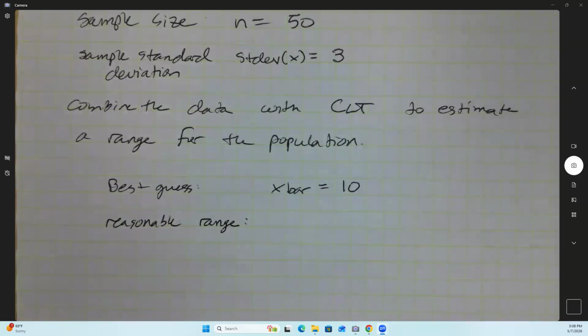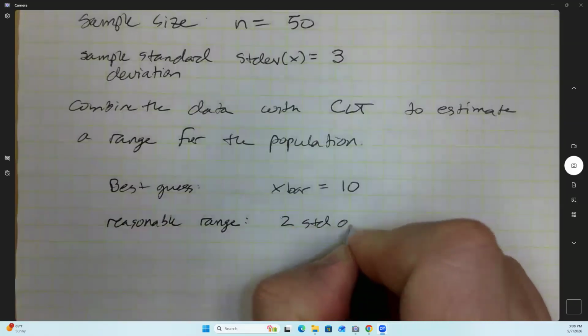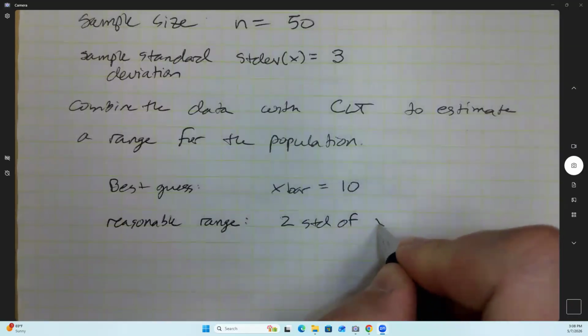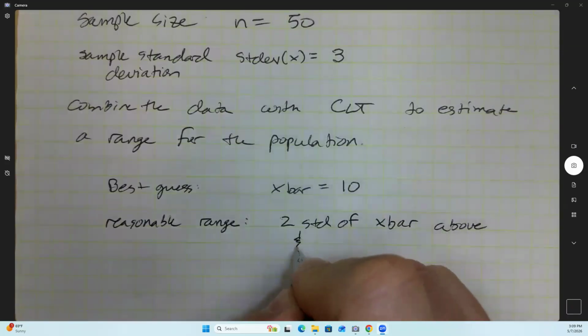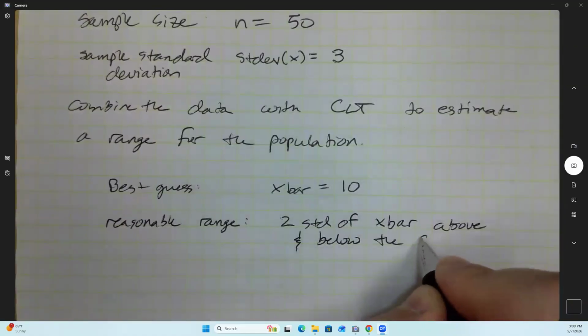Say that a little louder, Aspen. 2. Right? And nobody tells you otherwise. 2. So let's take 2 standard deviations. But we have to be careful. It's not standard deviations of the sample because we're looking at a sample mean. So we need 2 standard deviations of the sample mean above and below the sample mean.